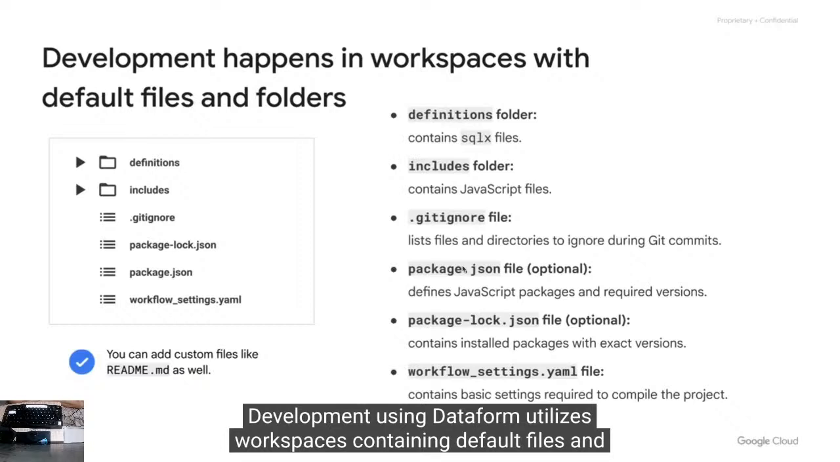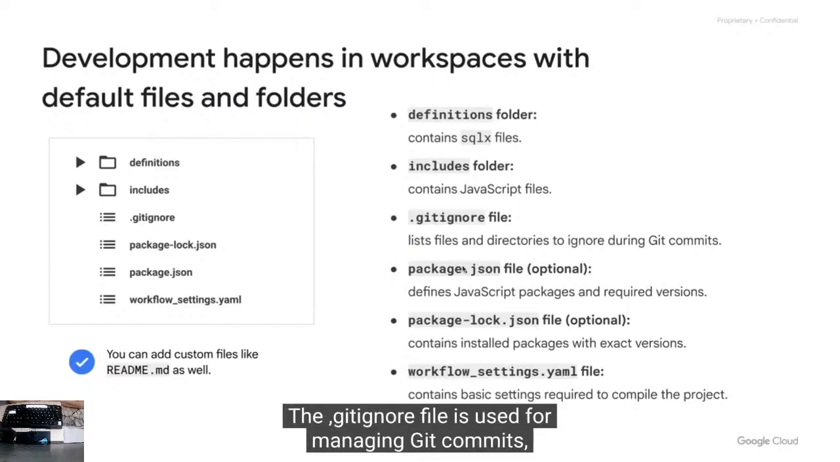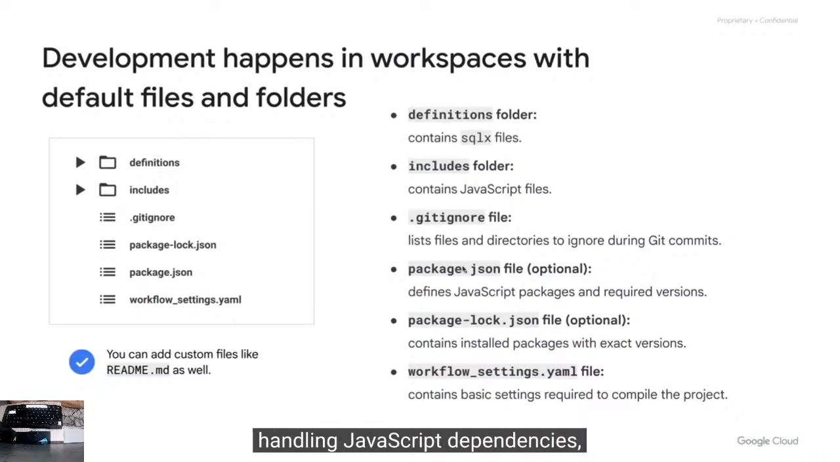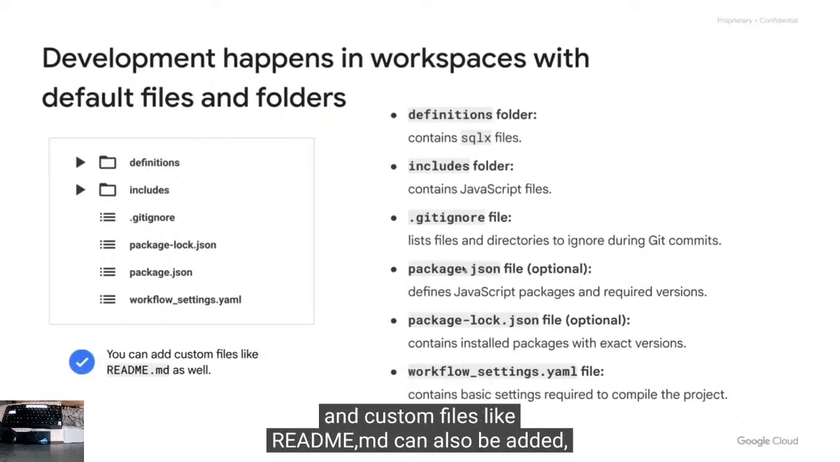Development using Dataform utilizes workspaces containing default files and folders. Key folders include definitions for SQLX files and includes for JavaScript files. The gitignore file is used for managing Git commits. Developers may also use package.json and package-lock.json for handling JavaScript dependencies. The workflow_settings.yaml file stores project compilation settings, and custom files like readme.md can also be added.